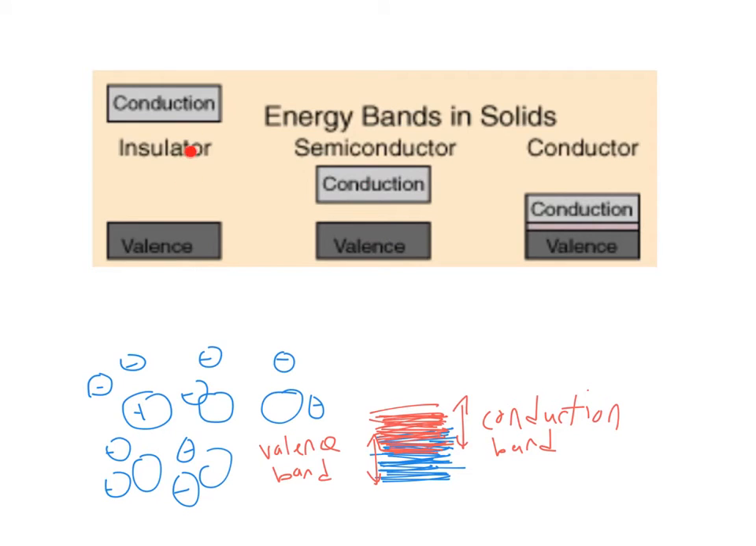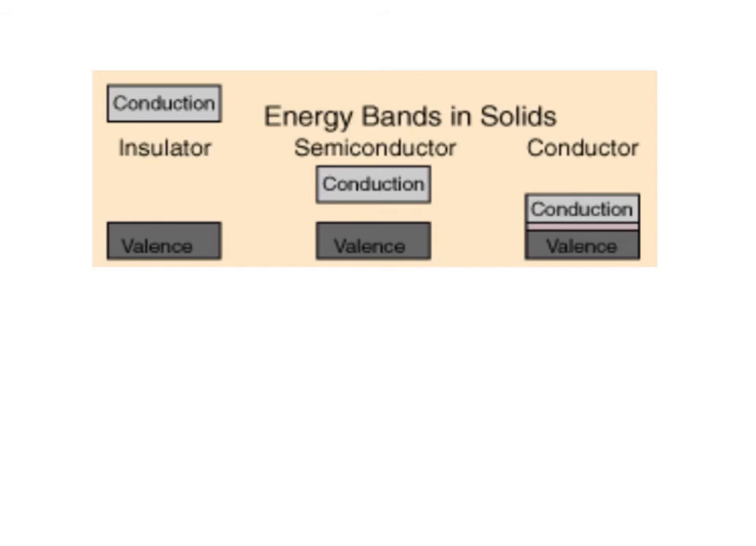But in an insulator, this gap between the valence and the conduction bands is too big. So it is almost impossible for you to supply the electrons with enough energy to jump over. So since these valence electrons are completely full, they have no more space to move about, so therefore they cannot conduct electricity. All right.